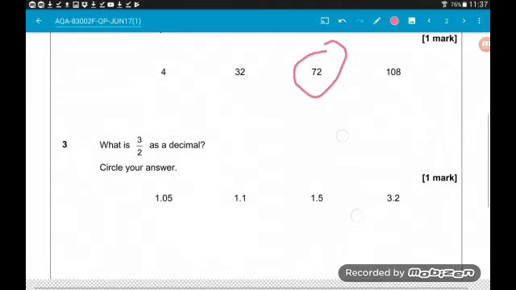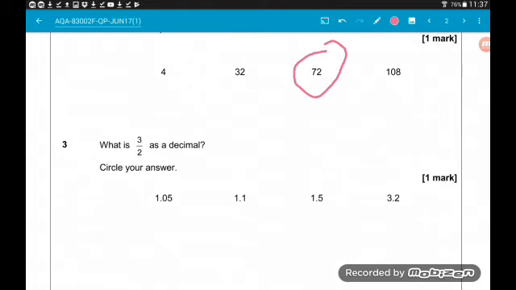And then for question 3, write 3 halves as a decimal. Or what is 3 halves as a decimal? So if you're not sure, whack 3 halves into a calculator and it will give you 1.5. So 1.5 is our winner.